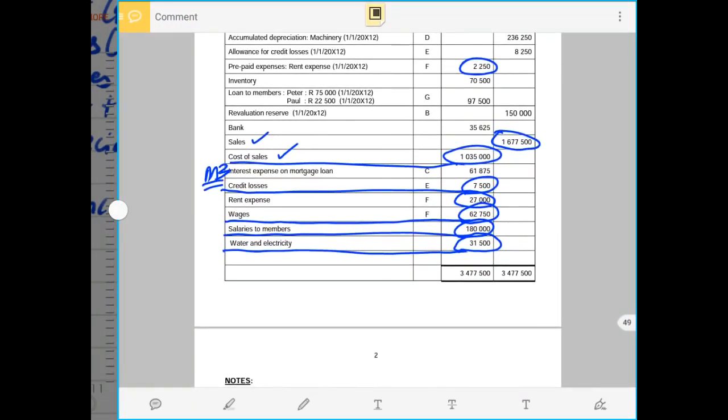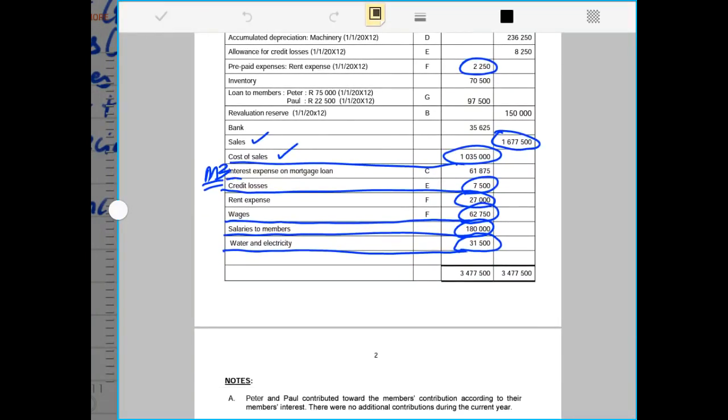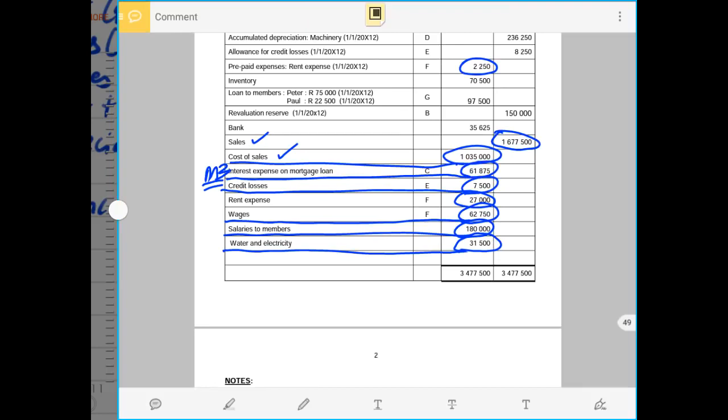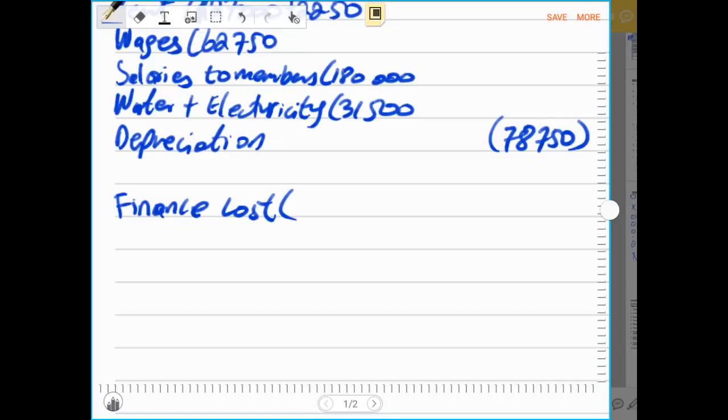The interest expense that we have is given as 61,875. So now we record that, 61,875. There might be an adjustment to be taken into account.